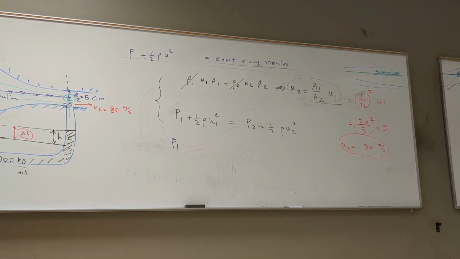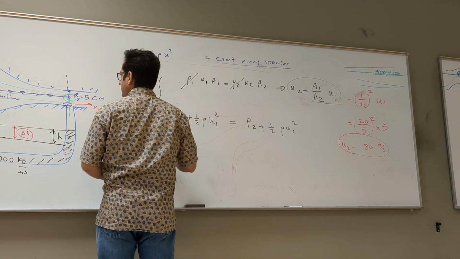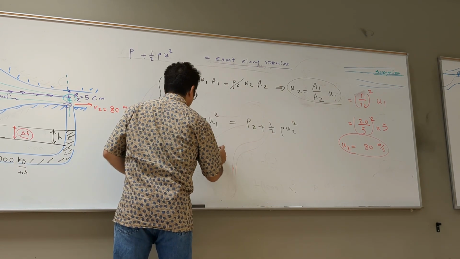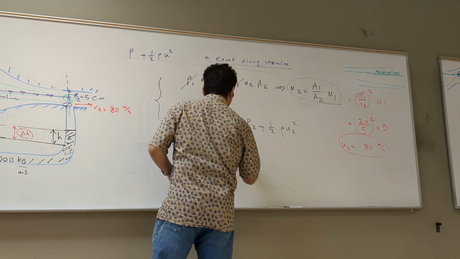So do I have pressure here? No. I don't have pressure here, so just put P1 plus 1/2 rho 1000 times U1, 5 squared, is equal to.